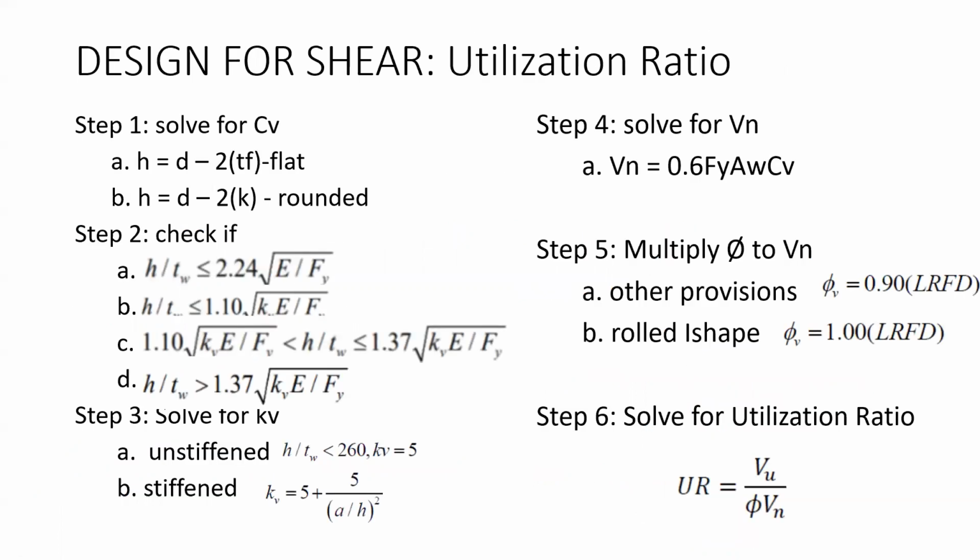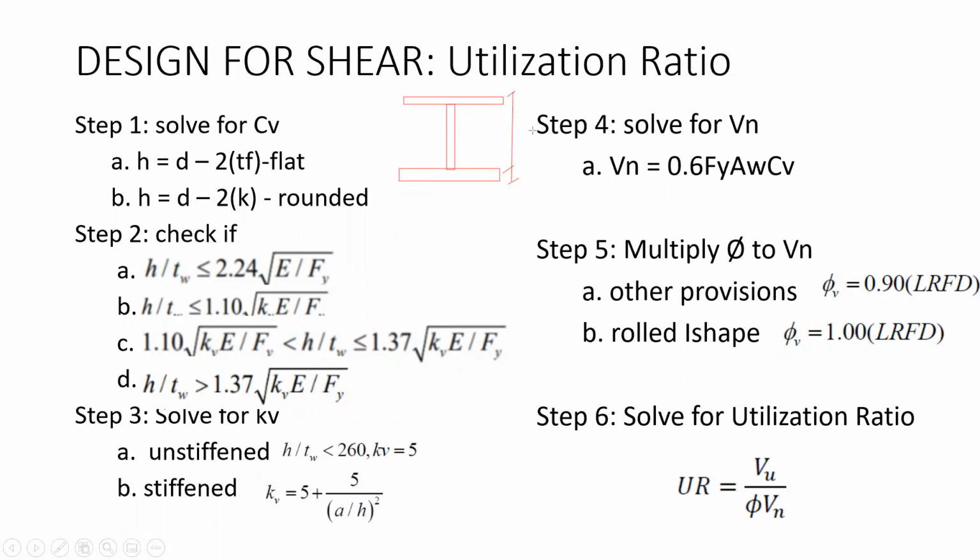So here, for the design of shear utilization ratio, first, check mo kung ilan yung Cv. And to know that, you have h is equal to d minus 2 tf. Ito lang yan. So, pag magdrawing tayo dito, ayan. So, this is your h, tong buo. Ima-minus mo lang yung dalawang tf. So, that is if it is flat.